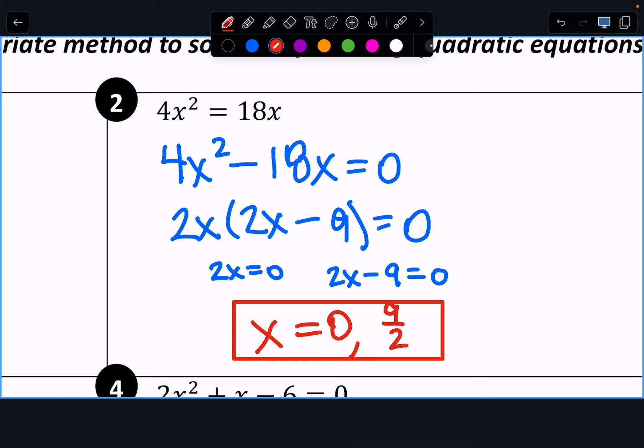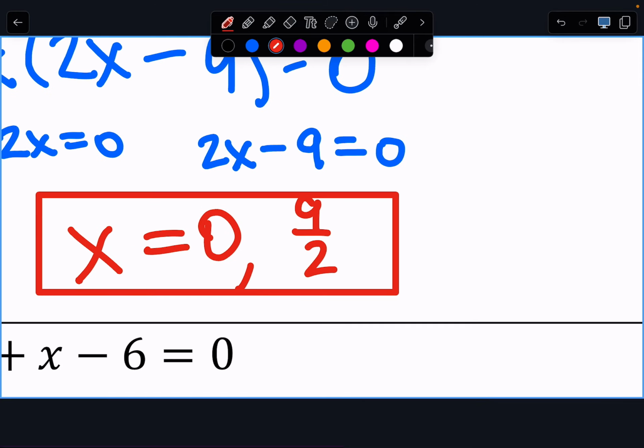Wait, so when will the fraction be positive or negative? Like the improper fraction. So since I have 2x minus 9 equals 0, I had to add 9, right? Which is making my fraction positive. Did that answer your question, Joey?